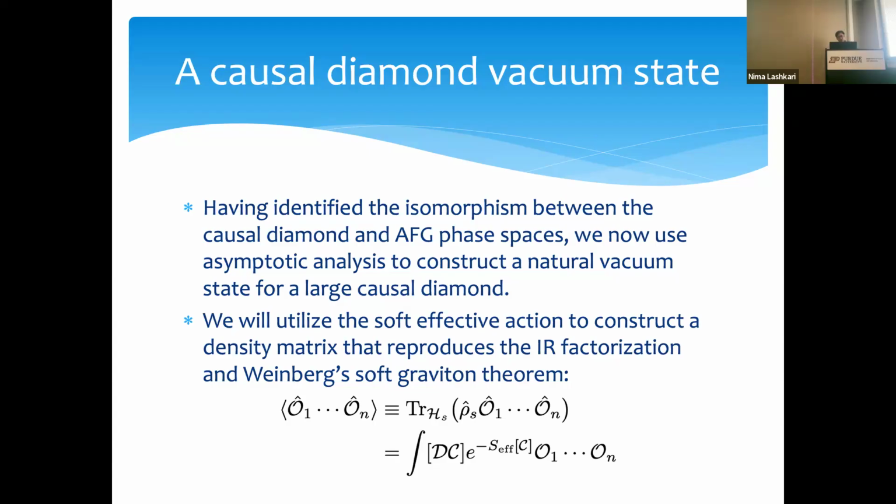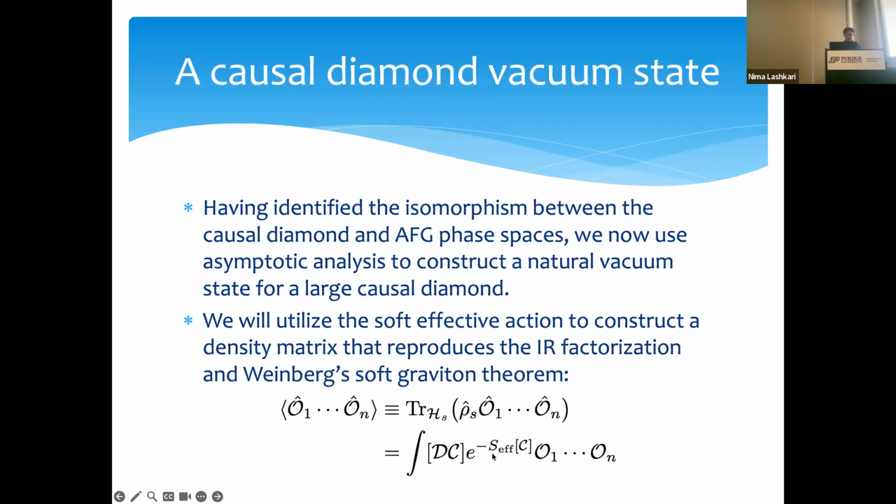In 2021, Bar Mitra and Dan Kapec were curious as to whether you can do a path integral calculation. Suppose I want to compute a correlation function of soft operators. Can I do a path integral calculation that produces exactly the correlation functions that we know these soft operators have to obey in scattering amplitudes?